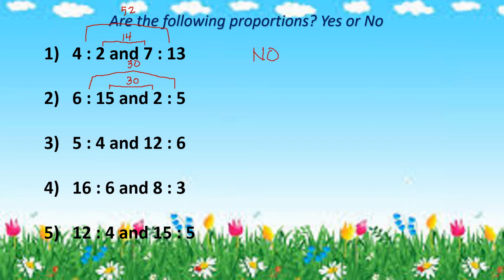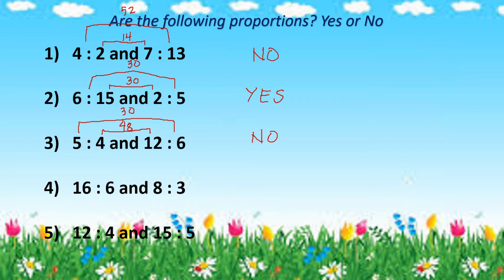Since the product of the means is equal to the product of the extremes, therefore, yes, it forms a proportion. Number 3, 5 is to 4 and 12 is to 6. What is the product of the means? 4 times 12, 48. 6 times 5, 30. Therefore, the answer is no, it is not a proportion.